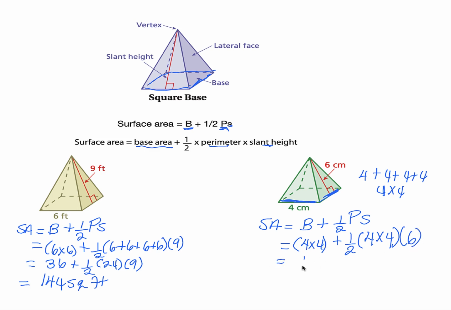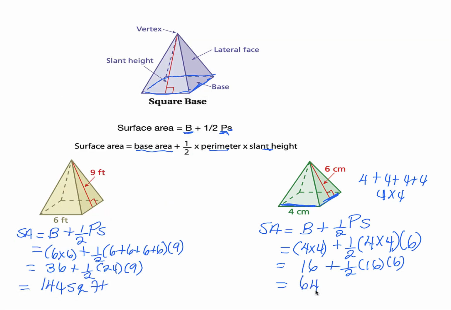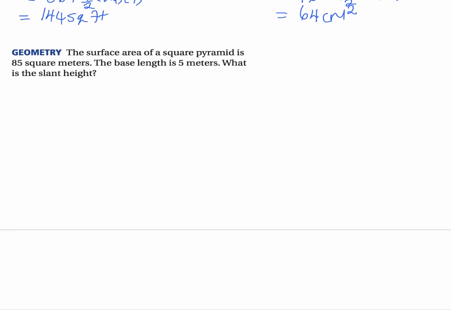Now 4 times 4 is 16 plus a half. 4 times 4 is 16 times 6. And again, you can get your calculator. So I have 16 plus, and again, if you don't want to use the fraction, you can plug in 0.5 times 16 times 6. Close your parentheses, enter. And your answer is 64 centimeters squared.